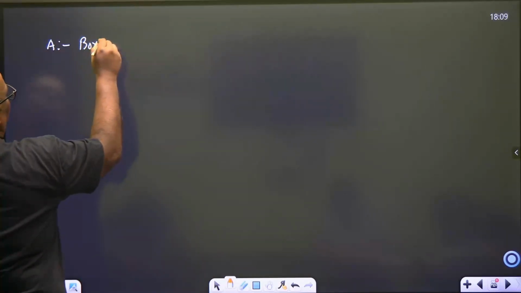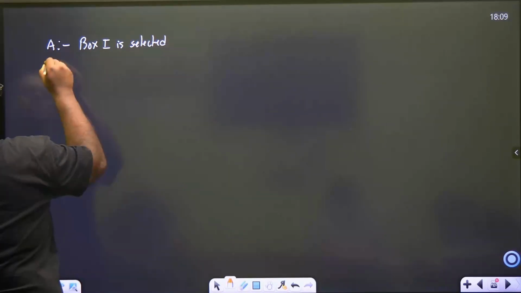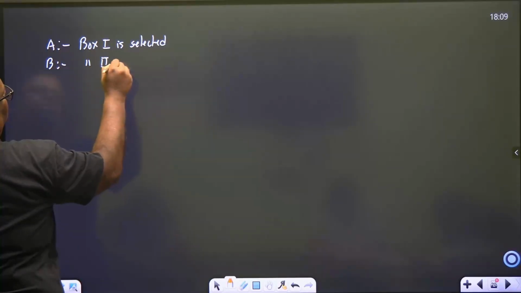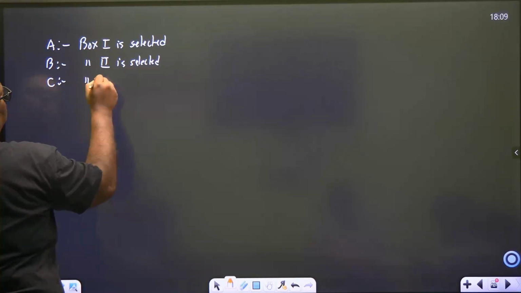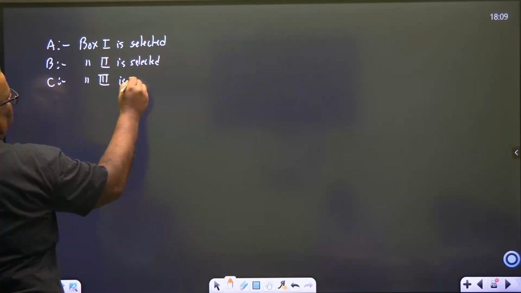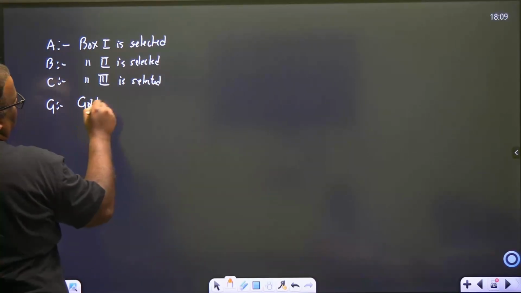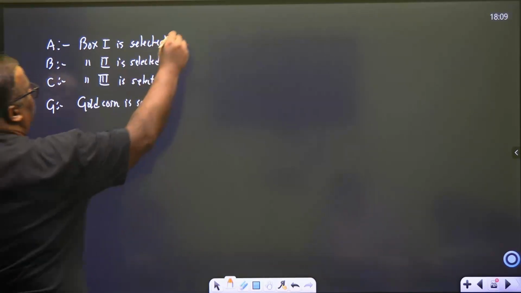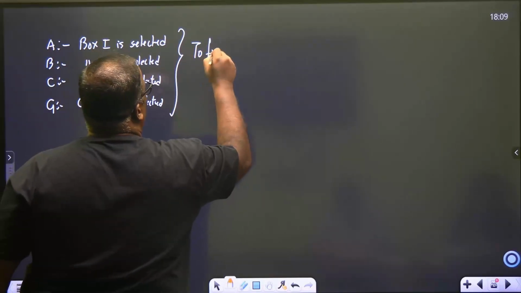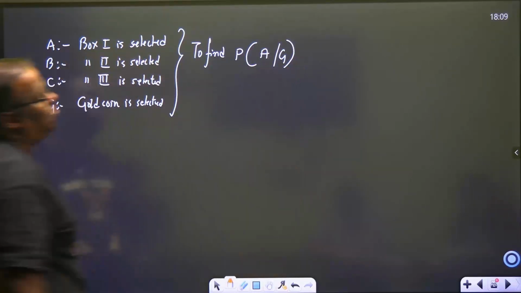So A: box 1 is selected. B: box 2 is selected. C: box 3 is selected. G: gold coin is selected. What do you have to find out, beta? To find, now that you have selected a gold coin, what is the probability it came from A?